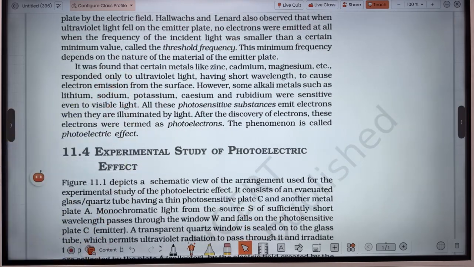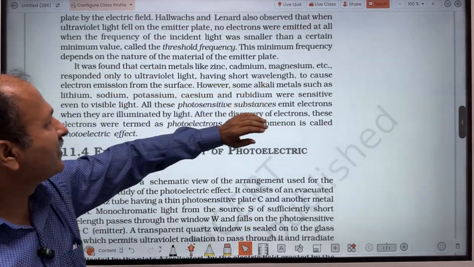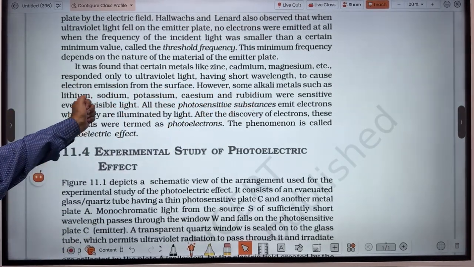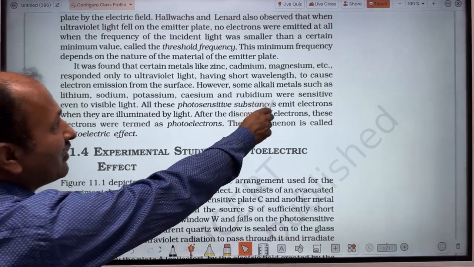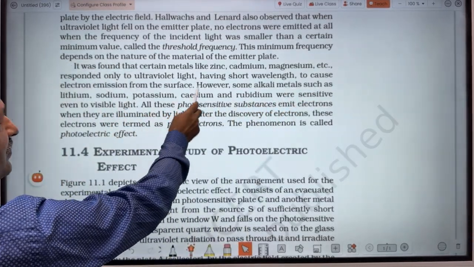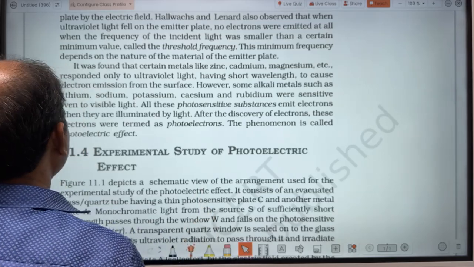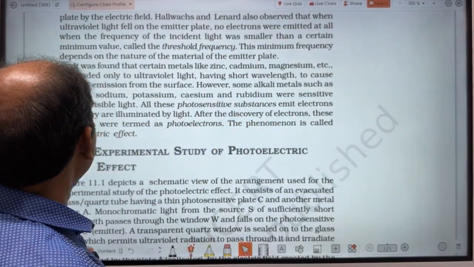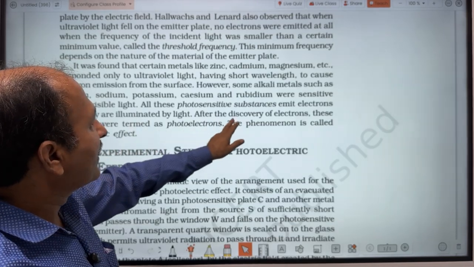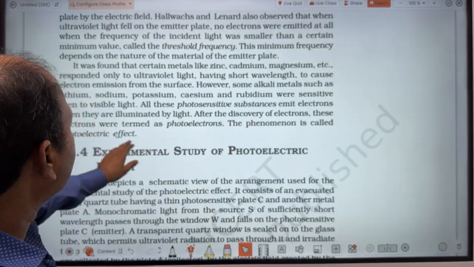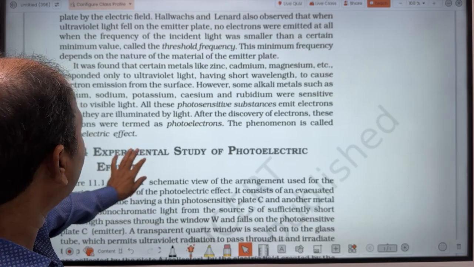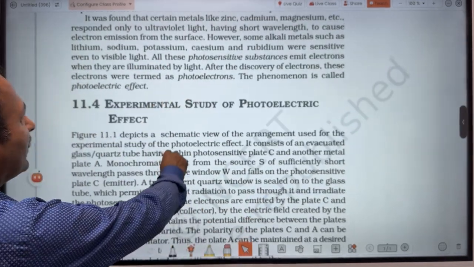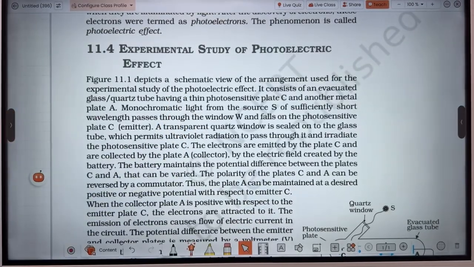It was found that certain metals like zinc, calcium, magnesium, etc. responded only to ultraviolet light, having short wavelength, to cause electron emission from the surface. However, some alkali metals such as lithium, sodium, potassium, cesium and rubidium were sensitive even to visible light. All these photosensitive substances emit electrons when they are illuminated by light. After the discovery of electrons, these electrons were termed as photoelectrons. The phenomenon is called the photoelectric effect. So this is basic.